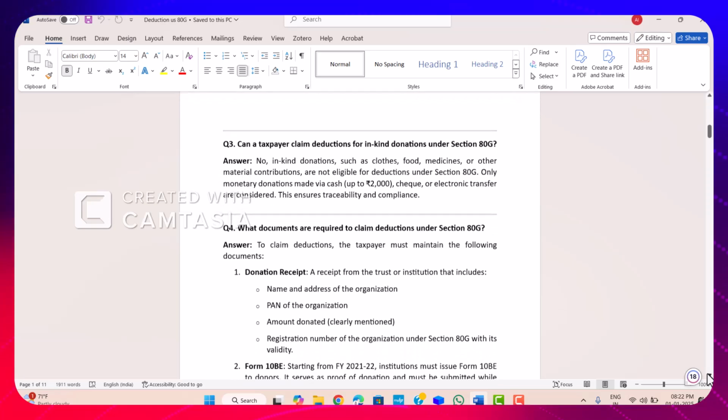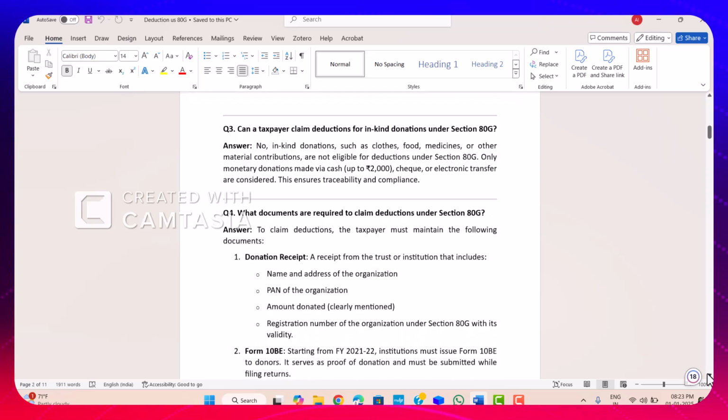Okay. Now, can a taxpayer claim a deduction for donations in kind? No, of course. I told you that if you're giving a donation in the form of clothes, food, medicines, or any material contributions, then you are not eligible for the deduction under section 80G. Only monetary donations made in cash up to 2000 are allowed, and if it's more than 2000, the donation should be in the form of a cheque or electronic fund transfer. Okay, this ensures traceability and compliance.